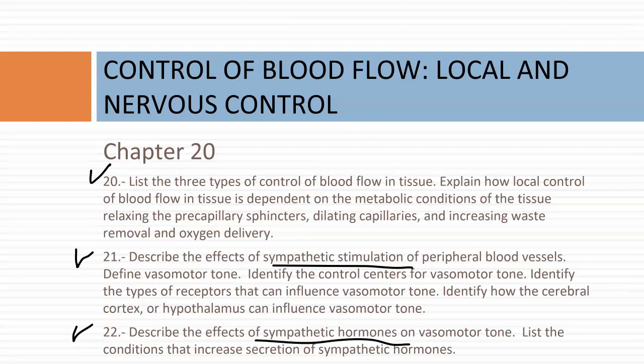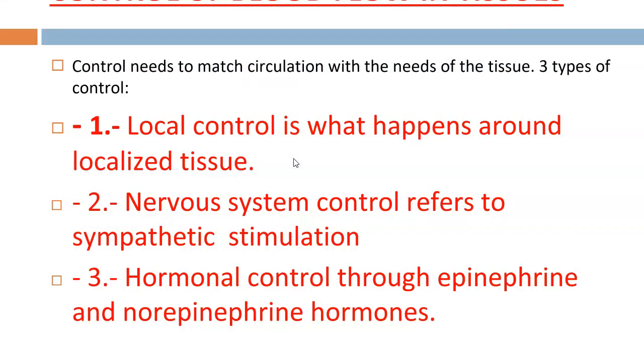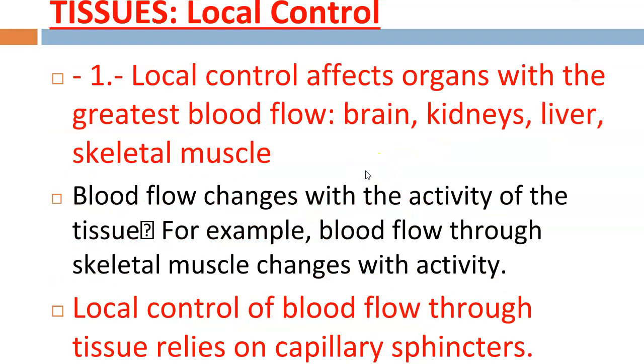includes sympathetic hormones, which will have the same effect as the sympathetic nervous system, but will be longer lasting, as these will be hormones, epinephrine and norepinephrine. Local control takes place around localized tissue. Nervous control refers to sympathetic stimulation, and again, hormonal control is through epinephrine and norepinephrine hormones, which are sympathetic hormones.